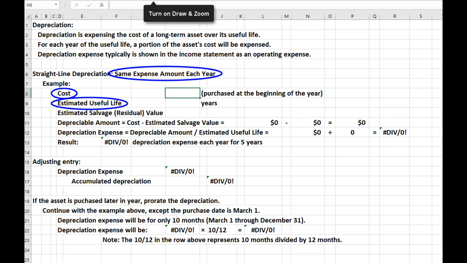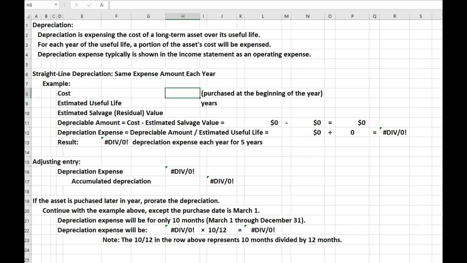It will decide for a particular asset that it purchases, how long does it think that asset will be useful to that company. Then we'll need the estimated salvage value, that's also called the residual value. We'll need this. I'll show you the calculations in a second how we use this. So those are the items that we need: cost, estimated useful life, and the estimated salvage value. So let's look at some numbers.